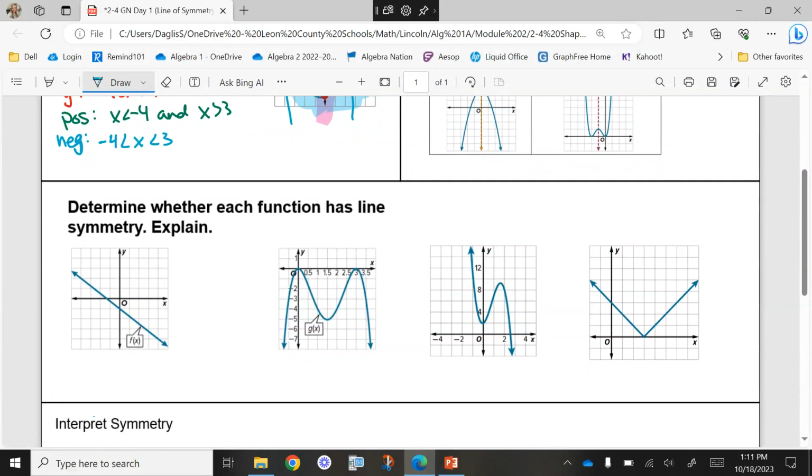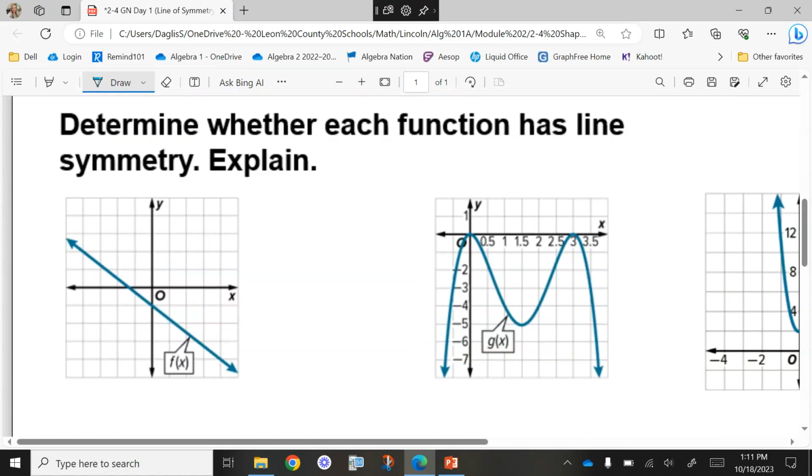All right, determine whether each function has line symmetry. Explain. So my first graph right here, can I cut that in half anywhere, like it was a piece of paper, and fold it, and it matches perfectly? Oh, no. On this one right here? No, we cannot. This one does not have any line of symmetry. There's nowhere that I can vertically cut this in half and it folds on top of itself.